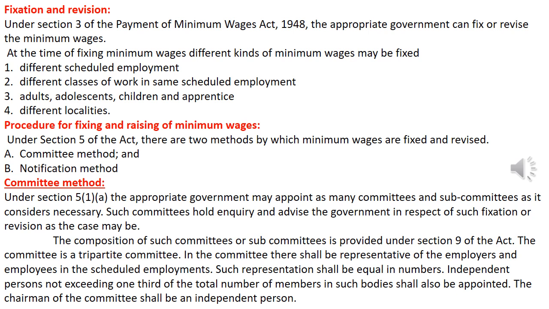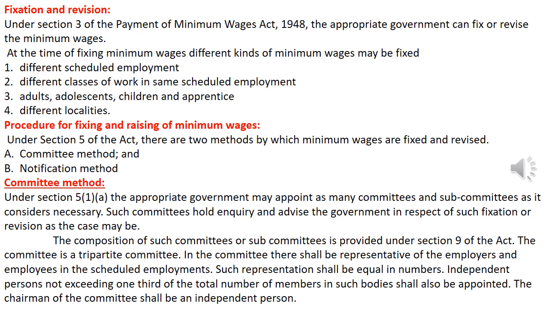And what is the procedure for fixing and revising the minimum wages? Under Section 5 of the Act, there are two methods, the committee method and the notification method, by which minimum wages are fixed and revised. So, let us look into the committee method. Under Section 5, Clause 1, Subclause A, the appropriate government may appoint as many committees and subcommittees as it considers necessary. Such committees hold inquiry and advise the government in respect of such fixation or revision, as the case may be. The composition of such committees or subcommittees is provided under Section 9 of the Act.